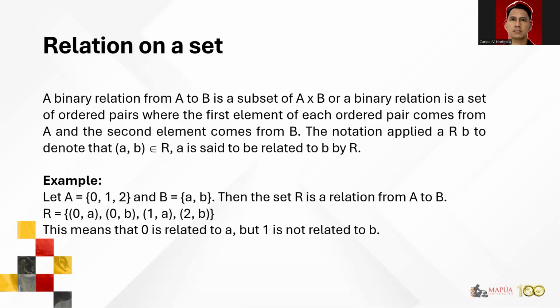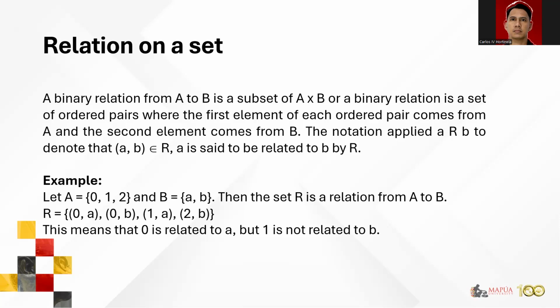Always remember, not every possible ordered pair that can be formed from your given sets, in this case A and B, may be seen in your relation set. Understood? So, only ordered pairs that do satisfy your property are the ones seen in your relation set.